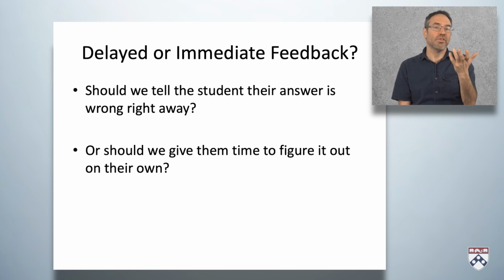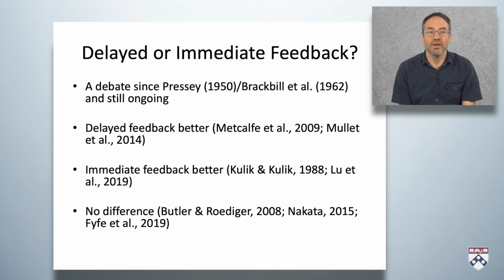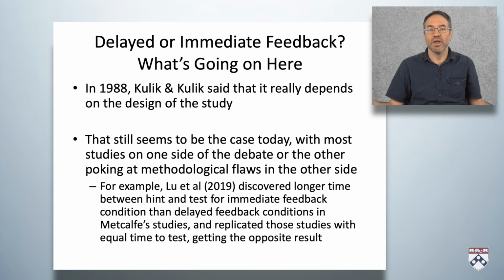So, here's one of the variables feedback can differ in terms of: delayed or immediate feedback. Should we tell the student that their answer is wrong right away, or should we give them time enough to figure it out on their own? This is a debate going on since Pressey and Brackbill in the 50s and 60s, and it's still ongoing, with Metcalfe and colleagues saying delayed feedback's better, and Liu et al. and Heffernan, and in an earlier meta-analysis, Kulik and Kulik saying immediate feedback's better, and then some papers saying, well, actually there's no difference. What's going on here?